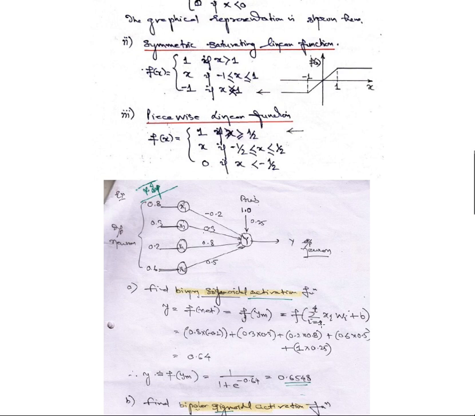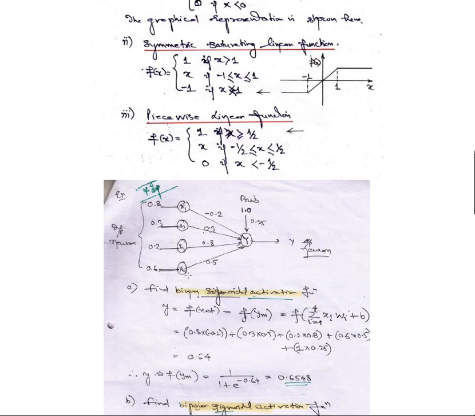So all the values: 1 into 0.8 into -0.2, 0.3 into 0.3, 0.2 into 0.8, 0.6 into 0.2. Like that you add it, then plus 1. The bias also has a weight, given as 0.25. So 1 and 0.25. Everything is added. First you add everything, then add this, and that is how you get 0.64.